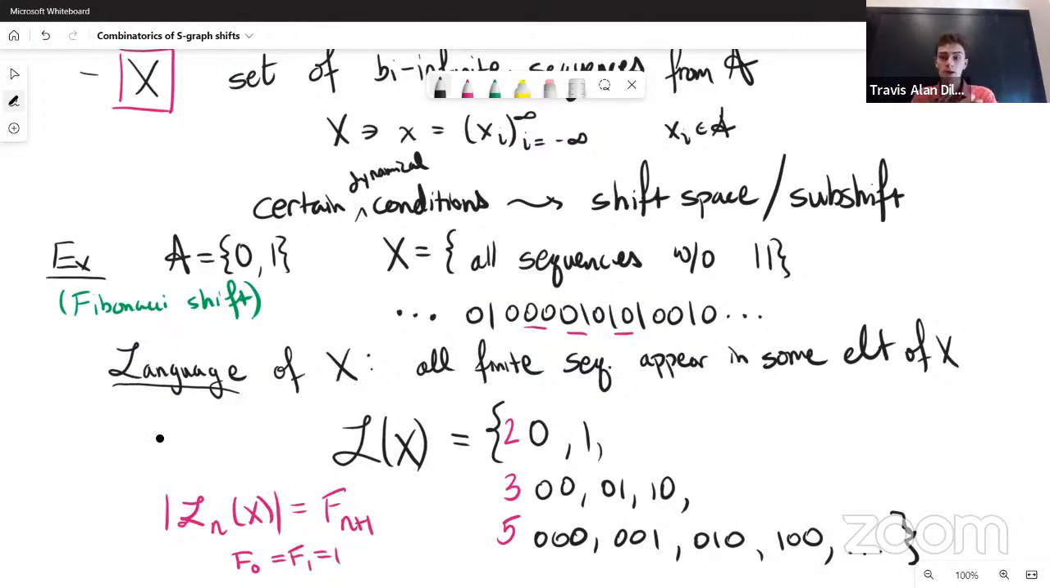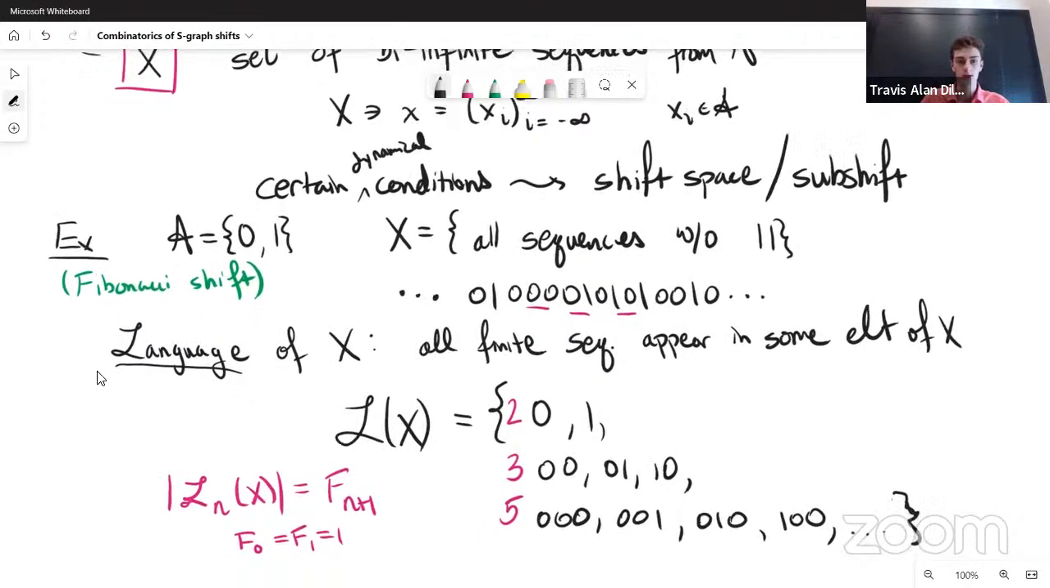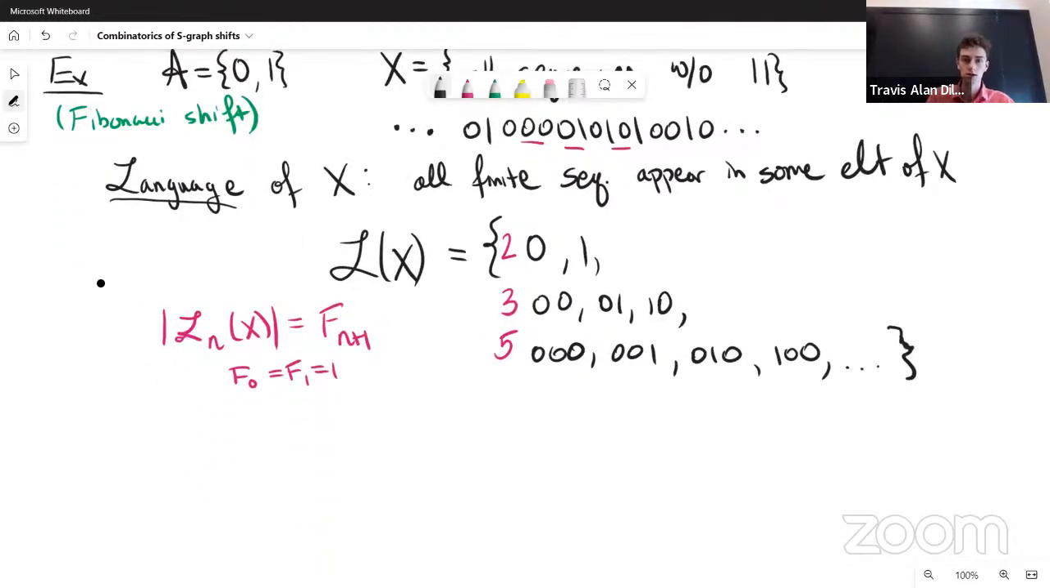You can think of these spaces as some sort of dynamical system when they satisfy these conditions. And so one thing that you might want to ask is, okay, you define two of these shift spaces, when are they basically the same dynamical system? So, when are they equivalent? The corresponding notion of an isomorphism in algebra is called conjugacy in symbolic dynamics.